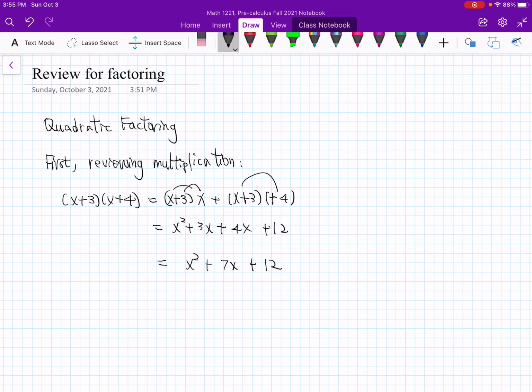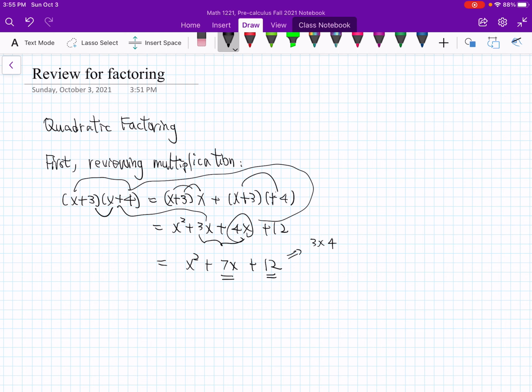As you can see, the constant term, the one that is a constant, 3 times 4, gets 12 right there. So this comes from 3 times 4. The 7x comes from the inside term, 3x. The 3x is called the inside term. So this 7x comes from 3x plus 4x, and the 3x comes from the inside term, and the 4x comes from the outside term, these two.